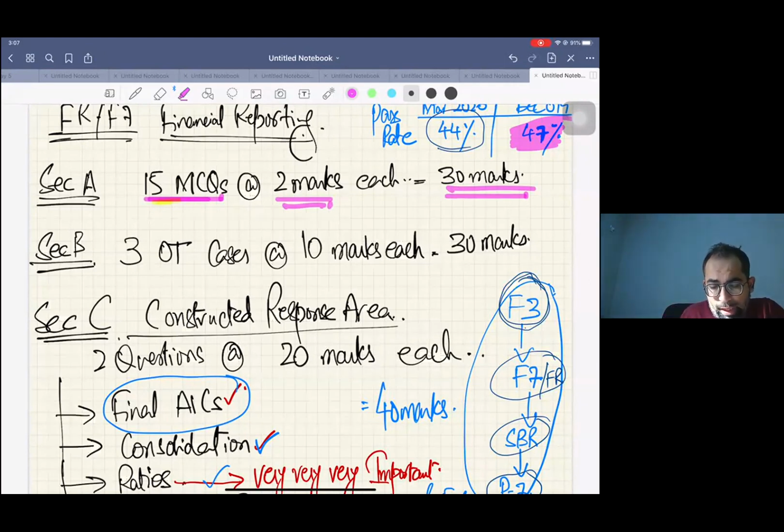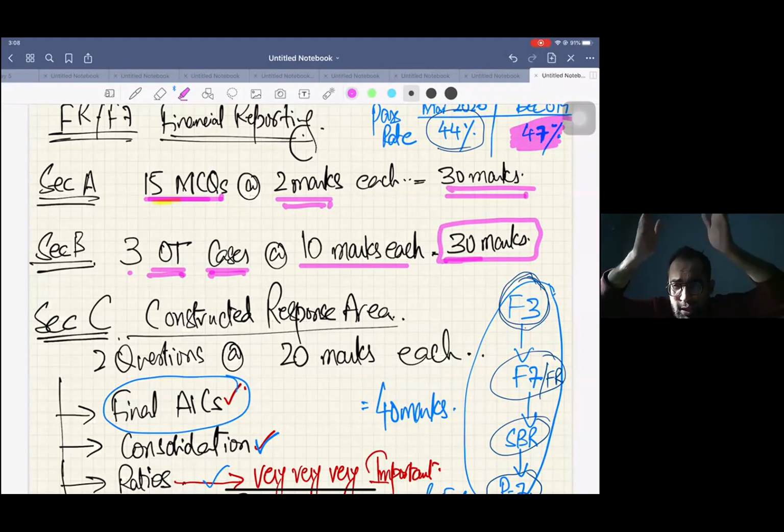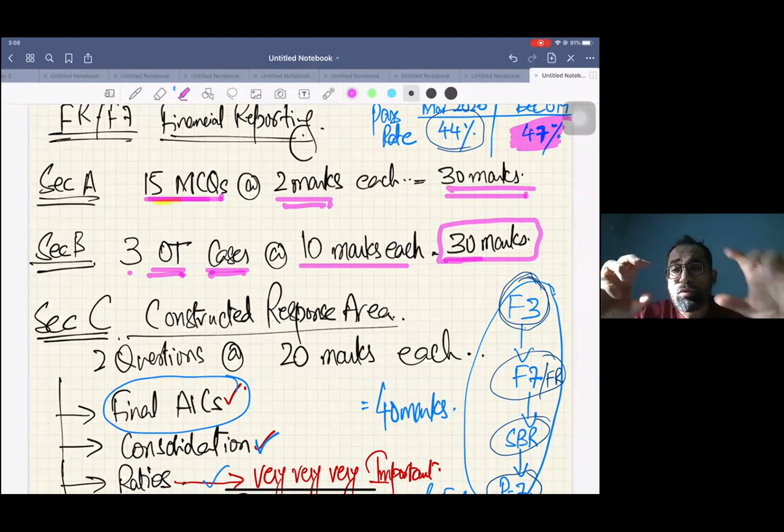In section B, you will have 3 OT cases, objective test questions, 10 marks each, that is 30 marks. Now, hope you remember the OT cases, like in the F3 paper, the last 30 marks. Just think over it. An OT case is a scenario-based question with 5 MCQs. Each OT case is a case with 5 MCQs or 5 boxes, right?